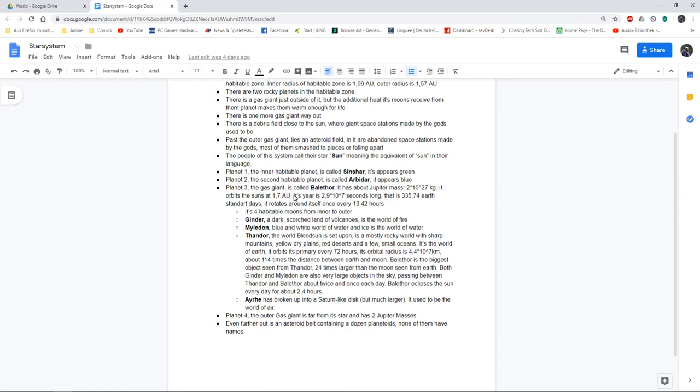And the gas giant will be 24 times as large as Earth's moon in the sky of the Bloodsun world. And the Bloodsun world will be the moon called Thendor. So I came up with the orbital data for that one.